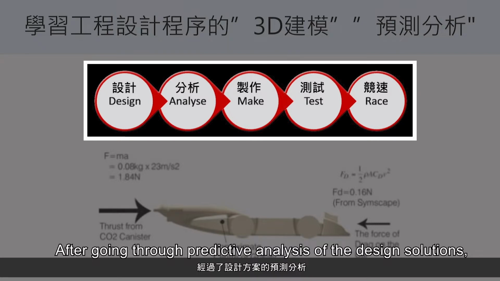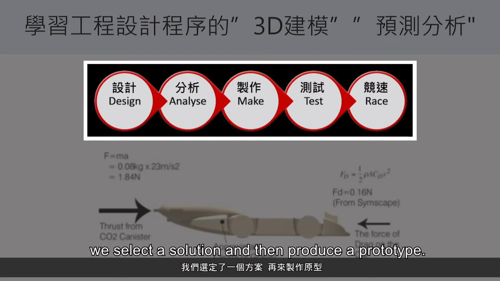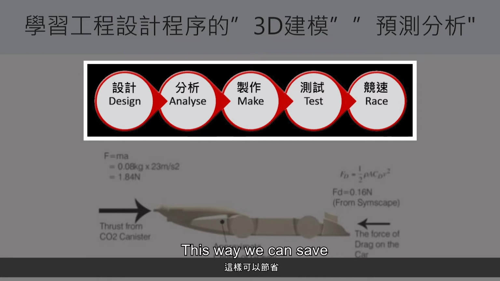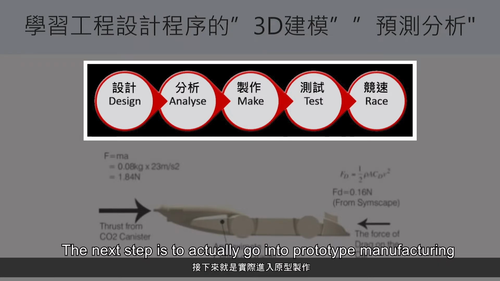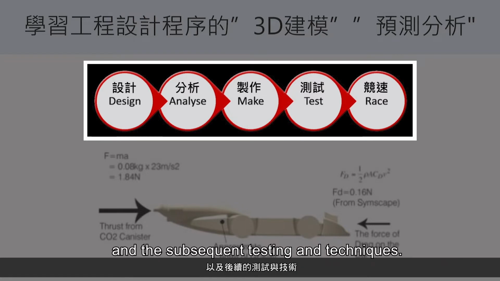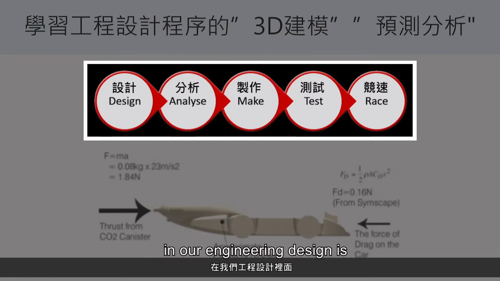After going through predictive analysis of the design solutions, we select a solution and then produce a prototype. This way we can save a lot of time and resources that would be wasted if the solutions were made one by one. The next step is to actually go into prototype manufacturing and the subsequent testing and techniques. This kind of process in our engineering design is the ability that students need to deepen their learning.